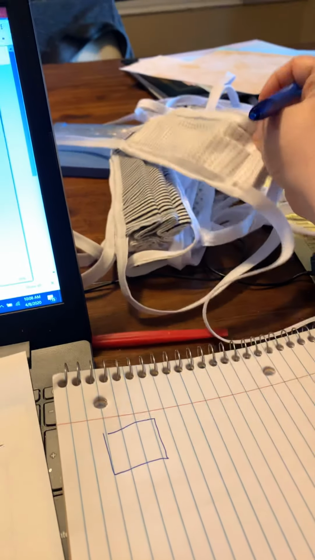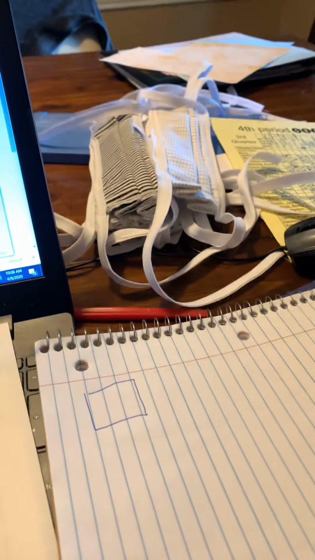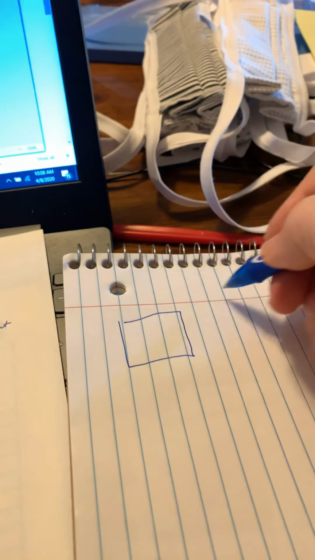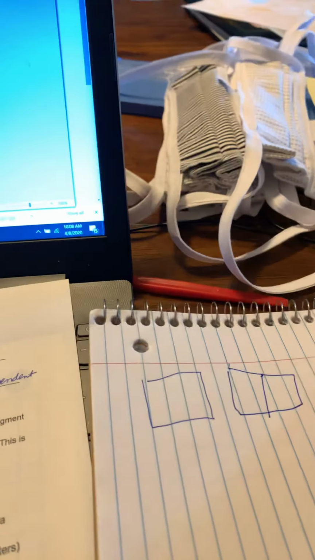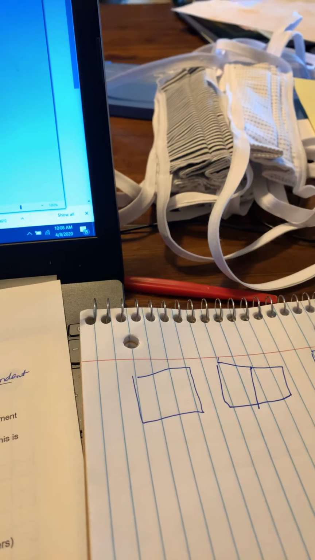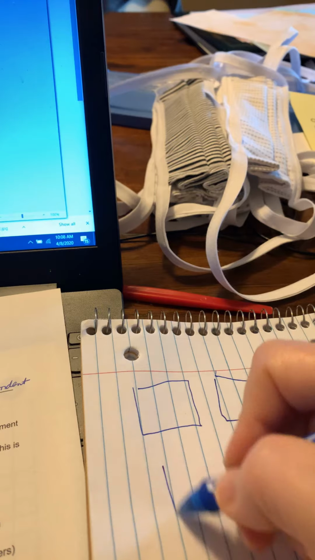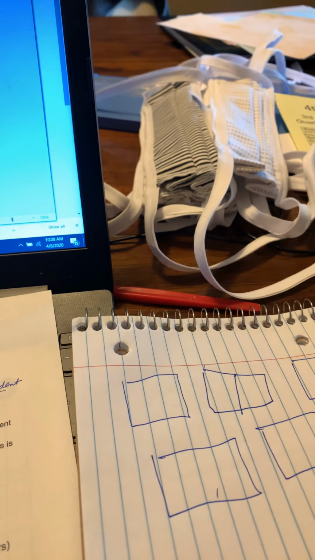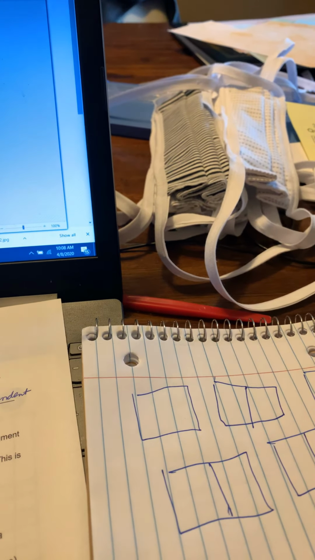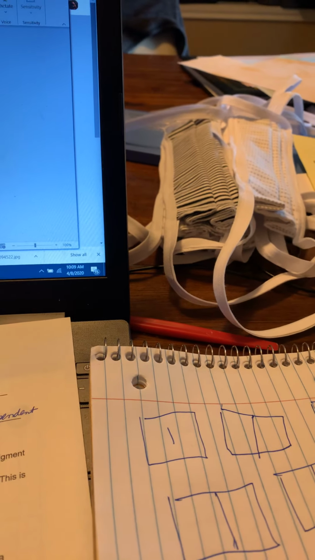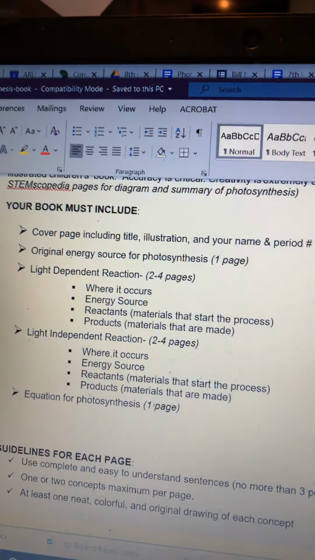You can see right here on my plan, I'm going to lay out the pages of my book. Okay, I'm just going to go like this. So page 1, that's just going to be my cover page that I said I needed. And then it says I'm going to need the original energy source for photosynthesis.